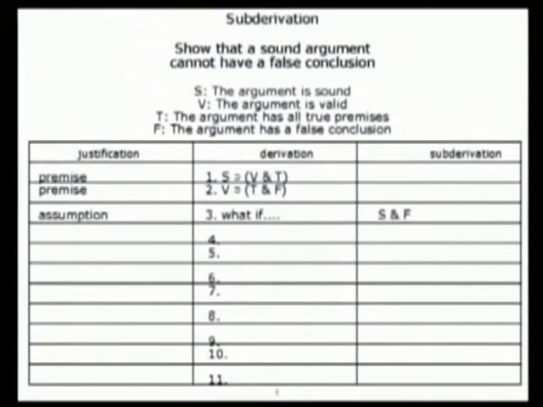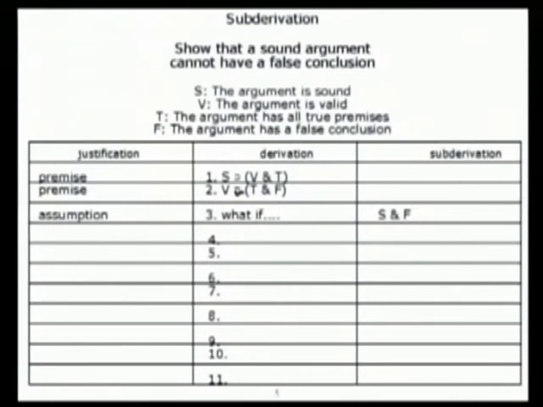We've got our definitions as premises. A sound argument: if an argument is sound, then it's both valid and has all true premises, right? The second premise is the definition of validity. If an argument is valid, then what? Not (T and F). If it's valid, then it's not the case that it has true premises and a false conclusion, right? Okay.